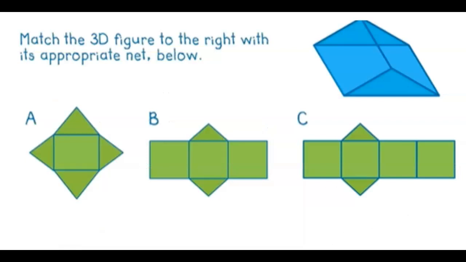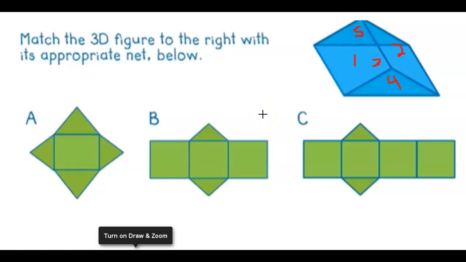Let's take a look at a sample problem. Match the 3D figure to the right with its appropriate net below. Again, some of you can probably just see it. Others of you, like me, have to think about it a bit. So let's look at this shape. It's a triangular prism, and it's got 1, 2, this bottom would be 3, this end would be 4, and this end would be 5 faces.